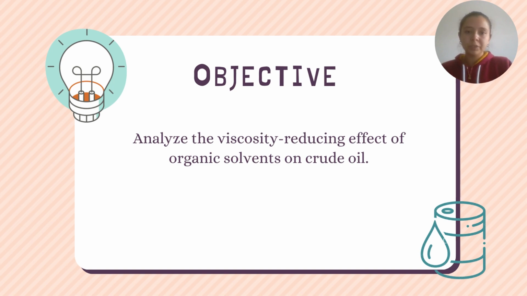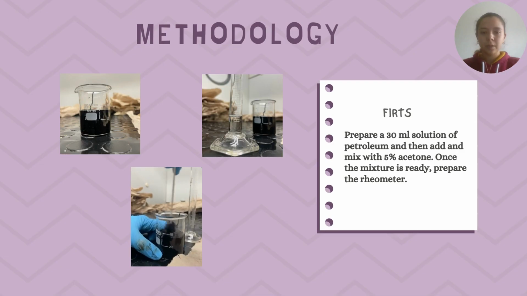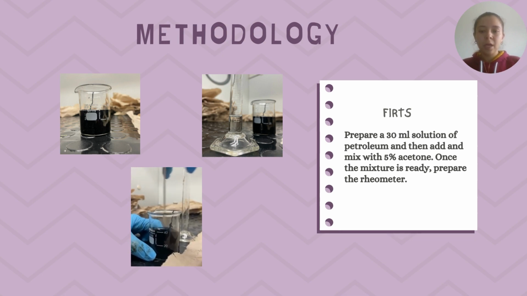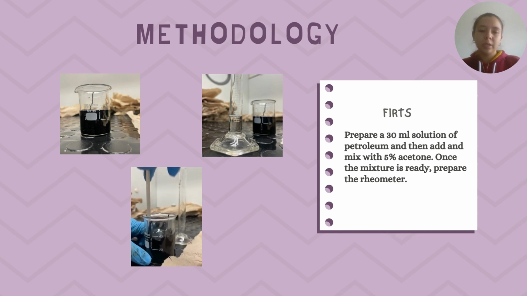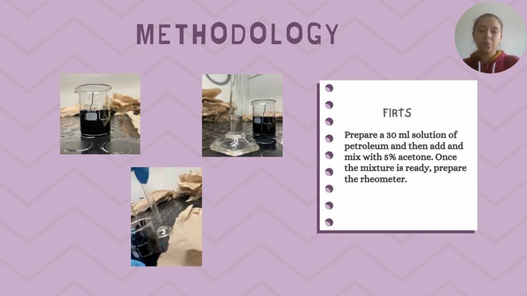Continuing with the objective of this practice, it is basically to analyze the viscosity reducing effect of organic solvents on crude oil. Now we are going to talk about the methodology we used in the lab. First of all, we prepared a 30 milliliter solution of petroleum and then we added to it 5% acetone.